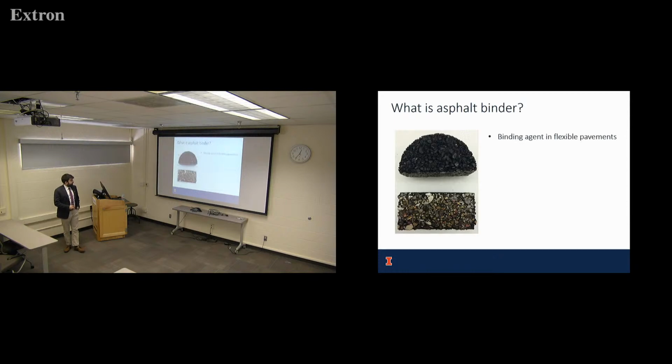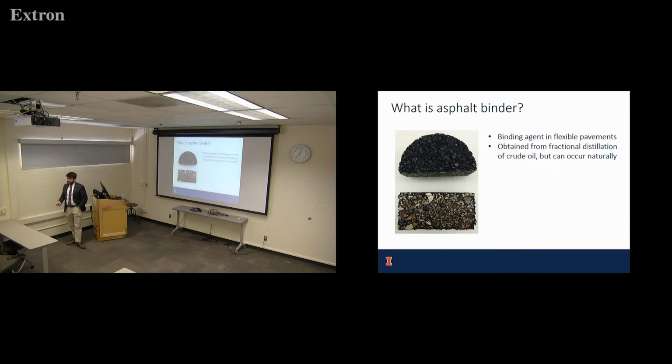So, starting off with the background. What is asphalt binder? And I apologize that this is starting very simple to those who are very familiar. I just want to make sure we're all on the same page first. So it is a binding agent in flexible pavements. Flexible pavements are made out of, by weight, usually about 95% aggregate, 5% binder. So both are tremendously important. The binder is kind of the glue that holds it together.